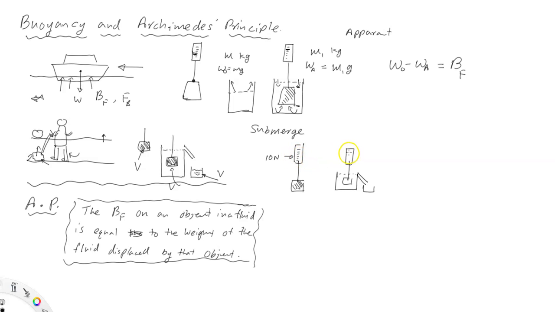Now the scale reading decreases. Now let's say it reads 7 newtons, right? Outside water 10 newtons, inside water 7 newtons. So what's the difference? The difference is 10 minus 7 equals 3 newtons. Now this is the buoyant force.